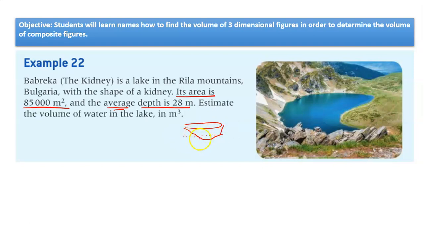So because we know that depth now, we can take the area of the lake and take it times that depth that they gave us, and that'll give us the volume of that lake. So the volume is equal to that 85,000, that's the area, times the depth, the average depth, which is 28 meters.